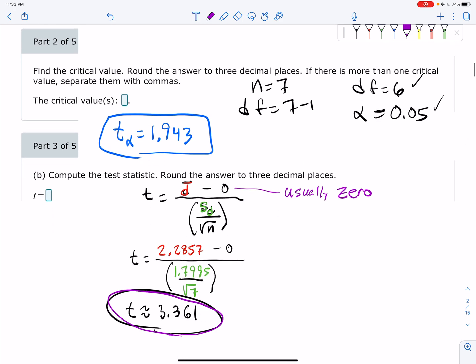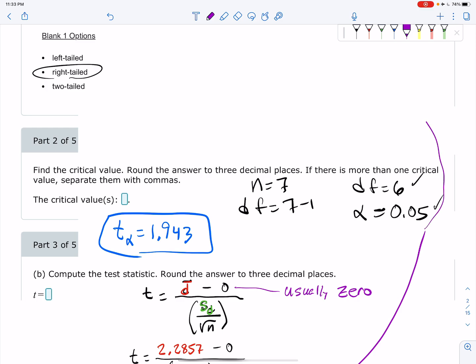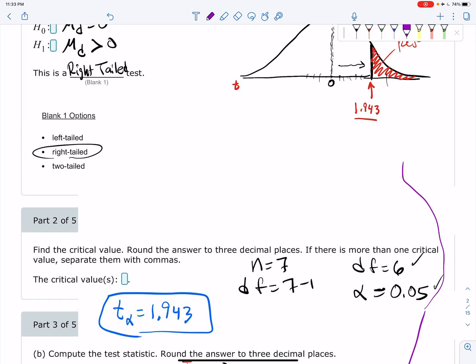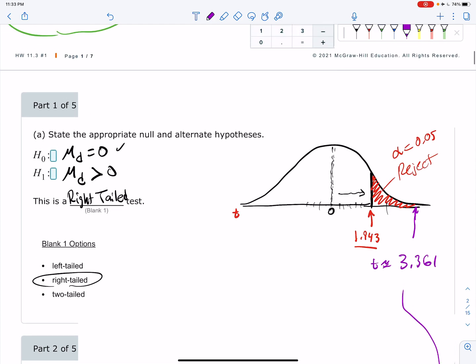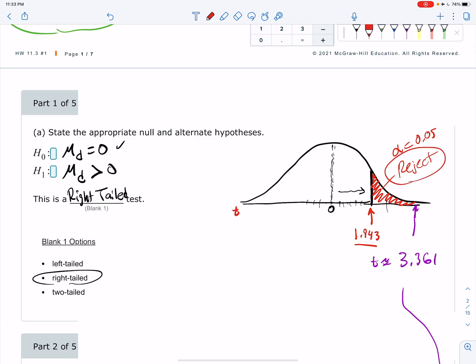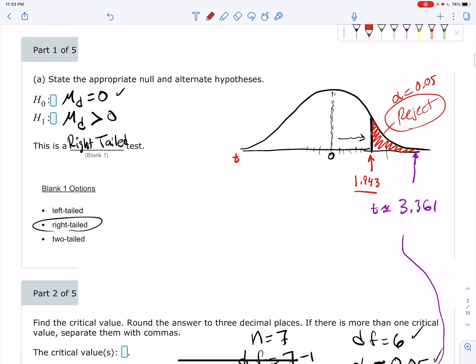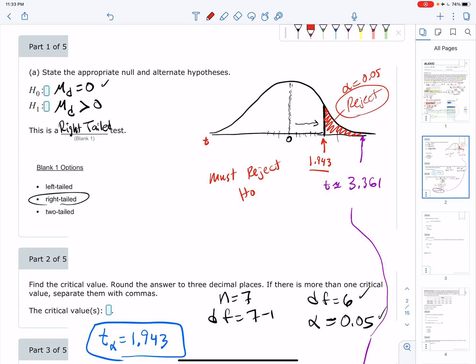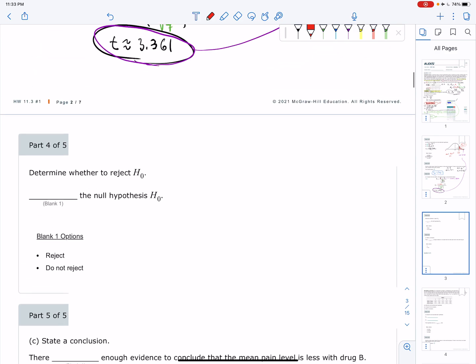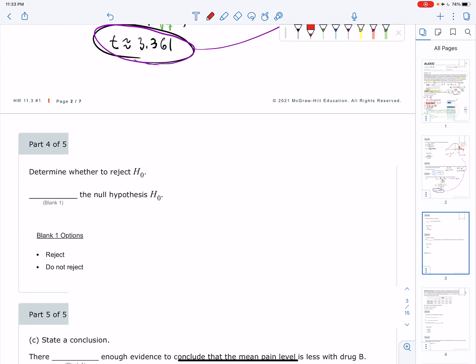It turns out that I can't go far enough over here. It turns out, what is it, 3? It's way out here. I mean, it is way out there. It turns out that our test statistic came up approximately at 3.361. This is clearly in the rejection zone. We must reject. What are we going to reject? We must reject H0. So here we are. It says determine whether to reject. Reject.